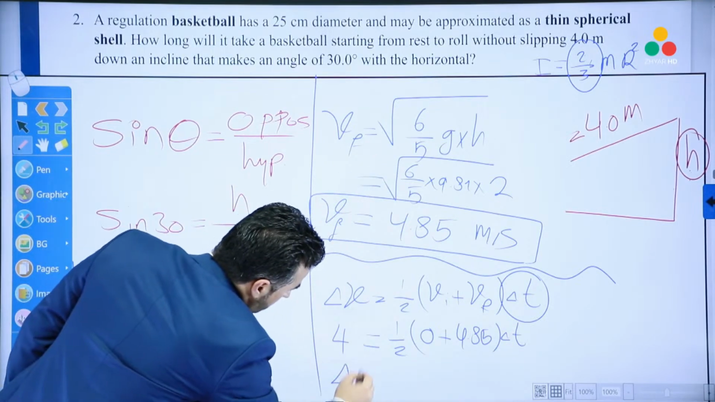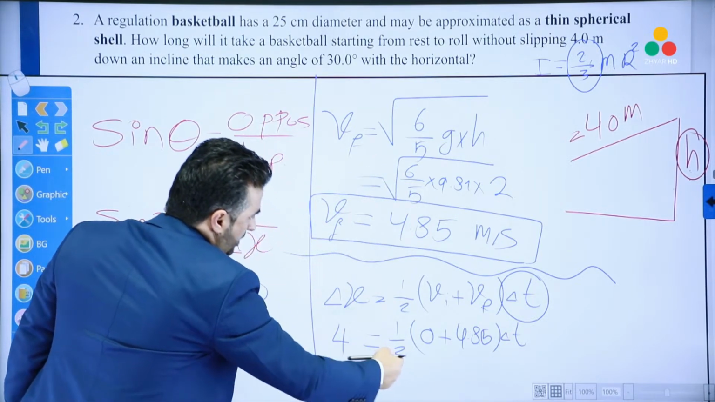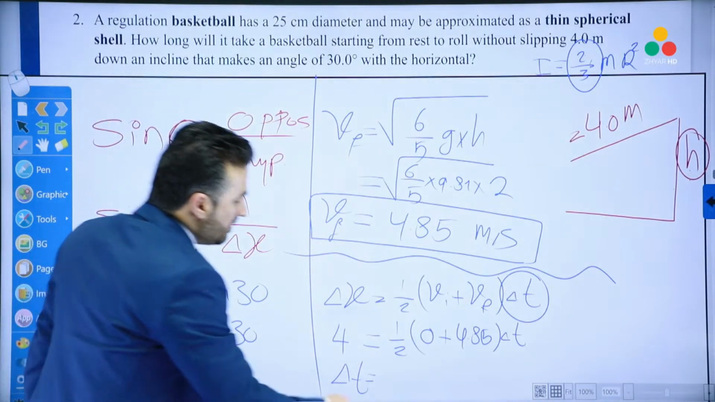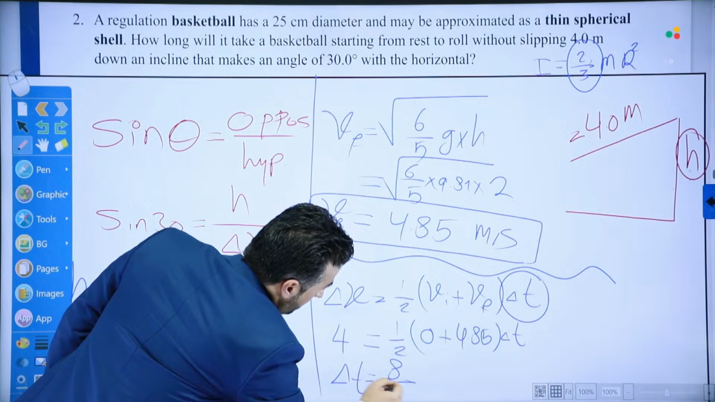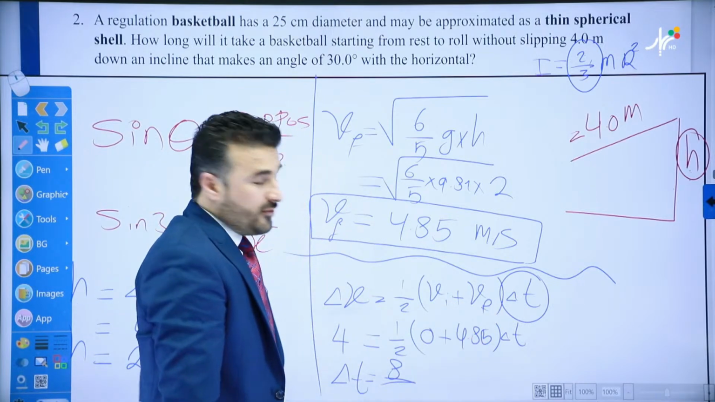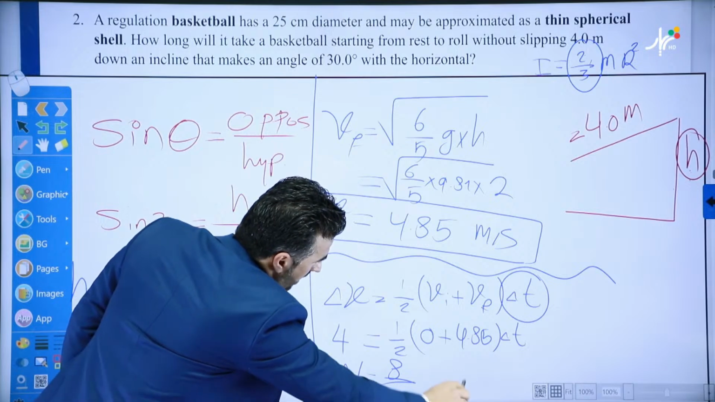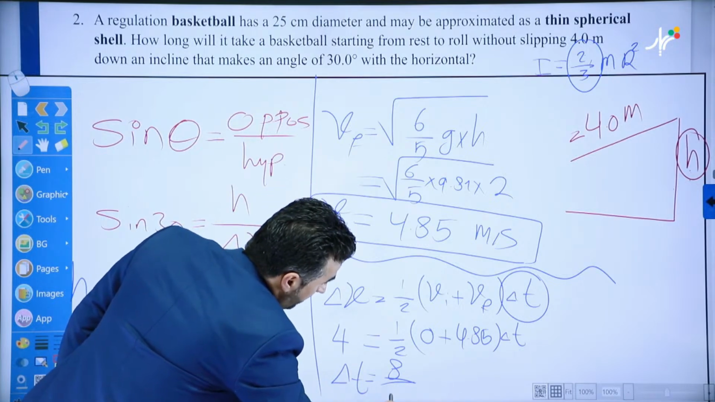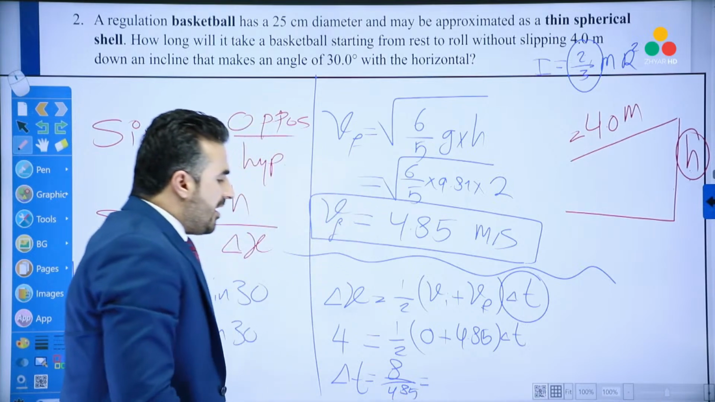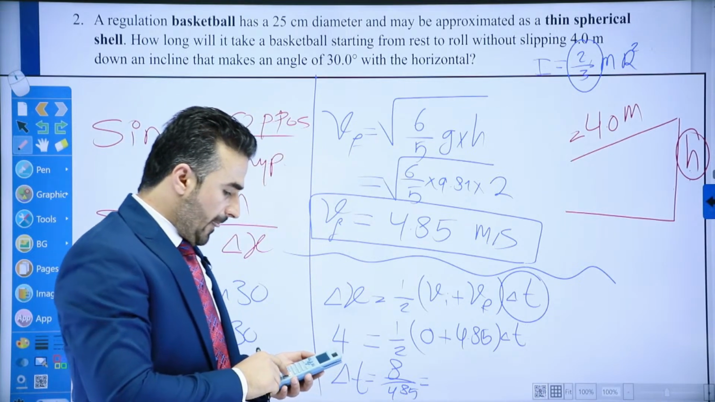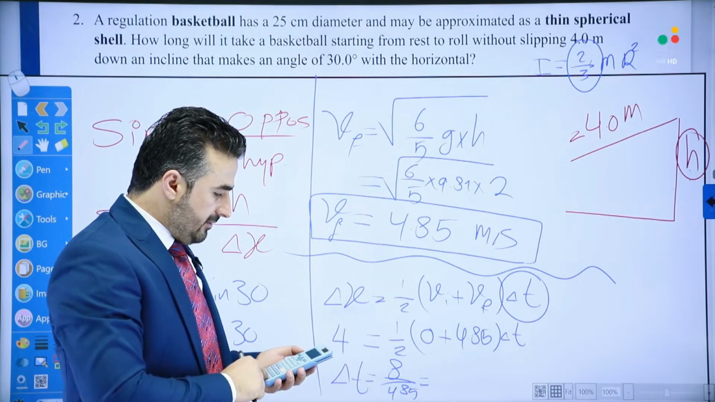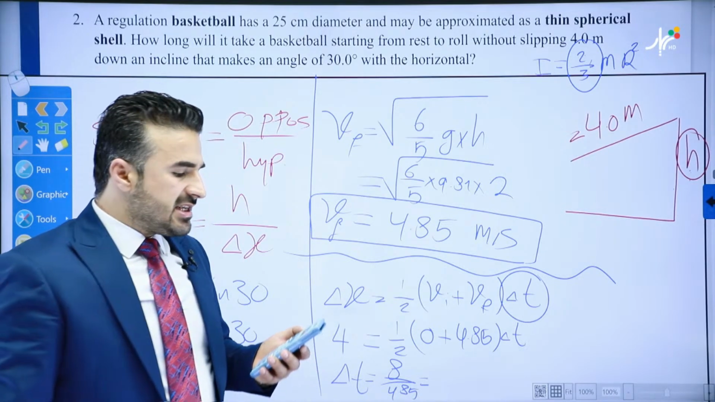And of course, for delta t here, you plug in the numbers and cross multiply, so 2 times 4 is going to be 8. So we can say 8 divided by V final, because V initial is 0, so 0 plus 4.85, that is 4.85. So what is 8 divided by 4.85? The answer is 1.649.